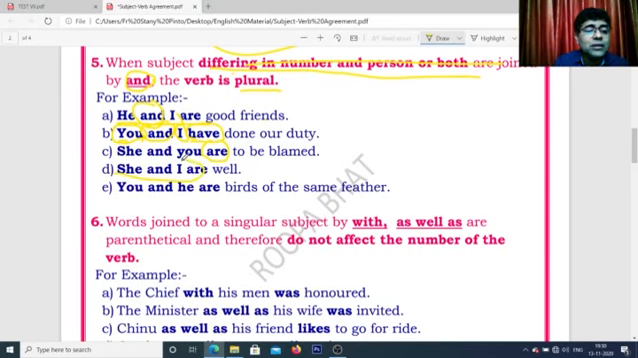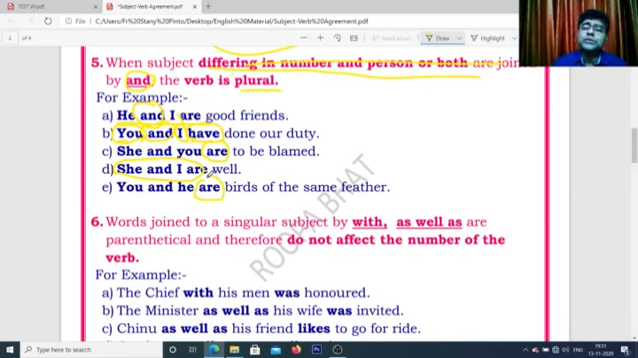She and I, don't say "she and I am." Well, because for "I," the helping verb is always "am." I am. But remember, here it's connected by "and." You and he are birds of the same feather. Don't say "you and he is the birds of the same feather." You and he are the birds of the same feather.